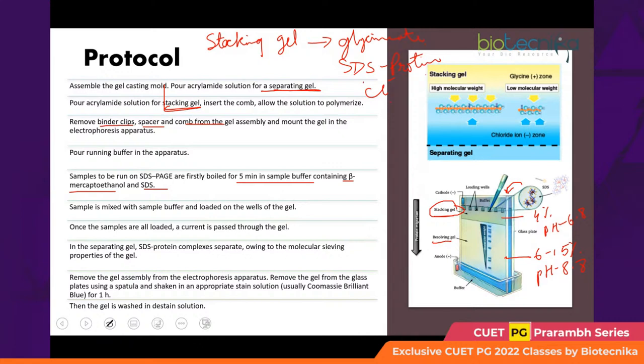So when the sample comes into the stacking gel, under the electric field, our SDS-protein complex gets sandwiched between the glycinate and the chloride ion, as you can see here. That helps in creating band sharpening. It helps in stacking, or collecting all the proteins in the sample in a lane at one place. Do you people follow?